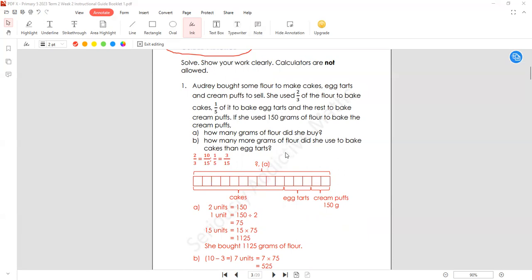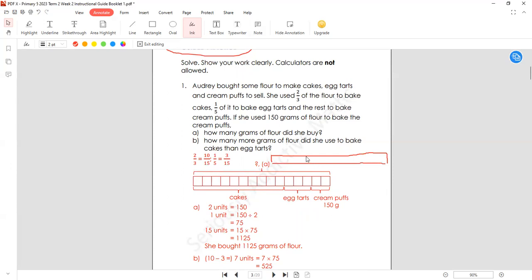So how I'd like you to teach this instead is this: 2 out of 3 of the flour to bake cakes. So what you do is you draw 1 whole bar and then 2 out of 3, right? So that's 2 out of 3, isn't it? Sorry, I may not draw it evenly, so let me stretch it a bit. Okay, let me redo this. I realized that I cannot draw it outside the box. Let me draw this again, making full use of the space here. Right, 2 out of 3.